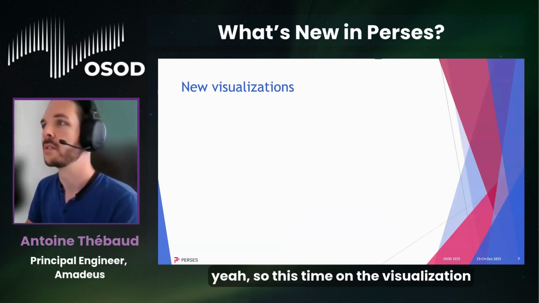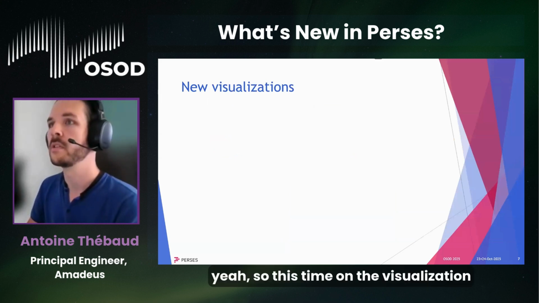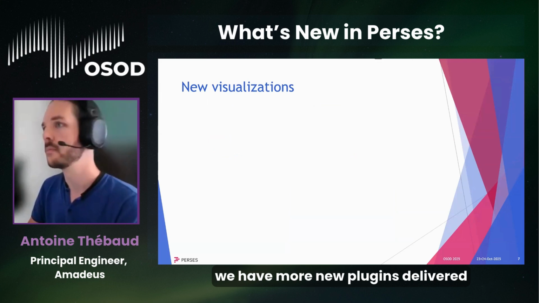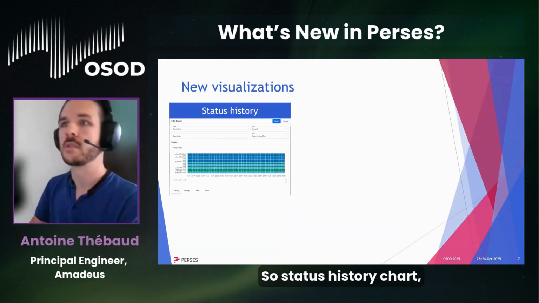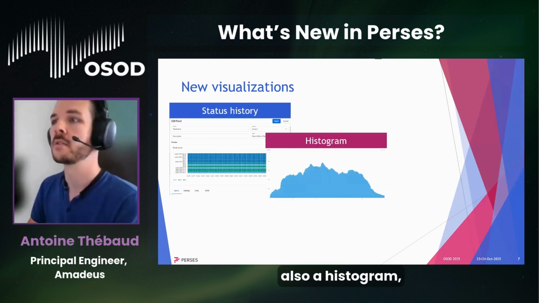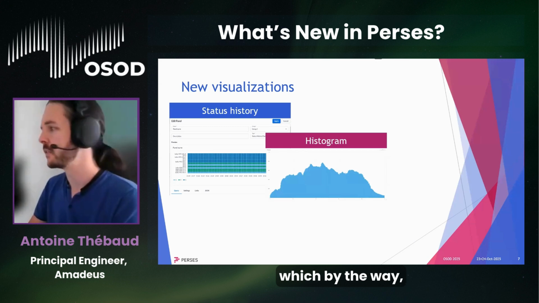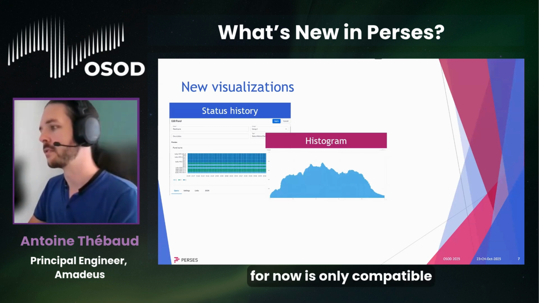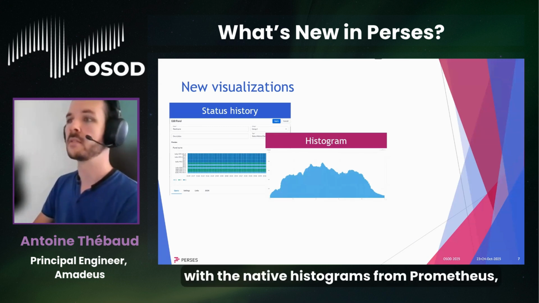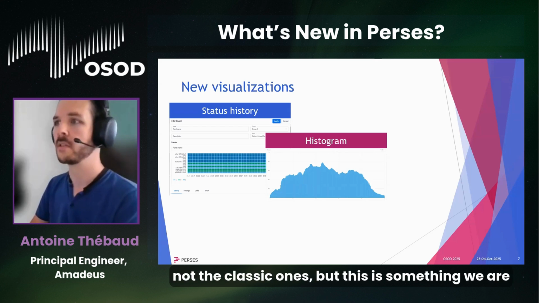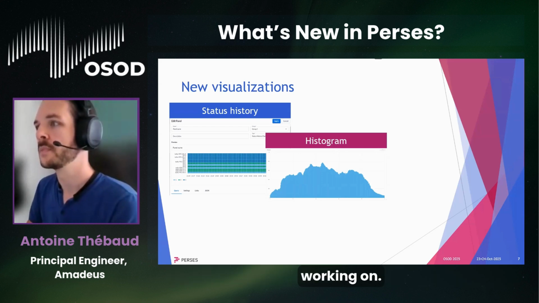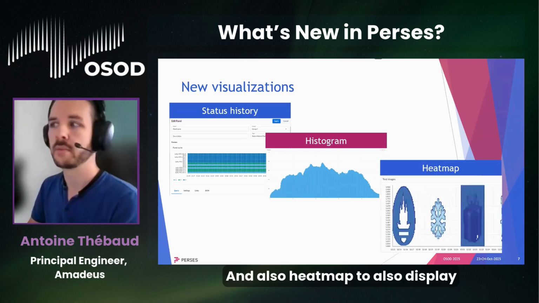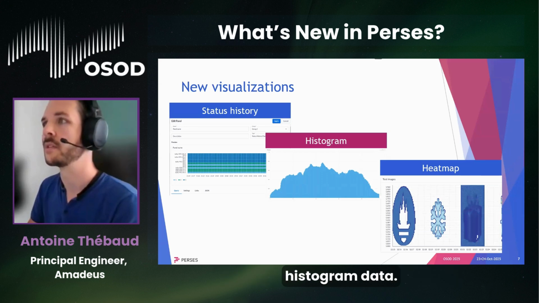Also, on the visualization side, we had more new plugins delivered. A status history chart, a histogram, which for now is only compatible with the native histograms from Prometheus, not the classic ones, but this is something we are working on. And also a heat map, to also display histogram data.